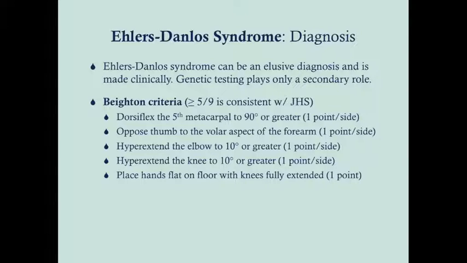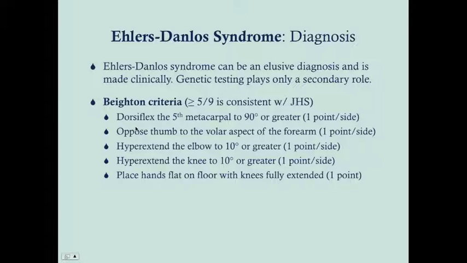The Beighton criteria is a criteria used for joint hypermobility syndrome, which a lot of physicians consider synonymous with the hypermobility EDS. If you have greater than 4 out of 9, that's consistent with JHS. So greater than 4 out of 9, I mistyped that there. The Beighton criteria is met when a patient fits 4 out of 9 points, and you get 1 point for each side.